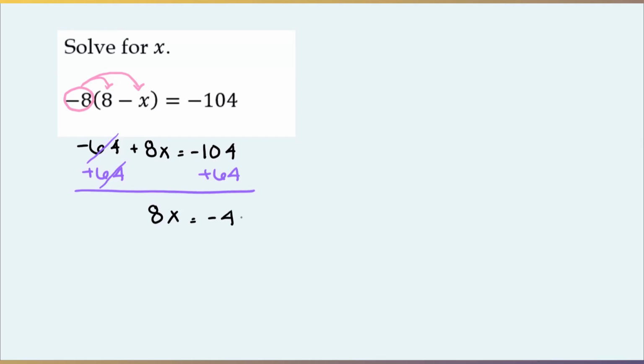Using inverse operations again, we're going to divide by 8 on both sides to get that x by itself. So we are left with x equals -5.